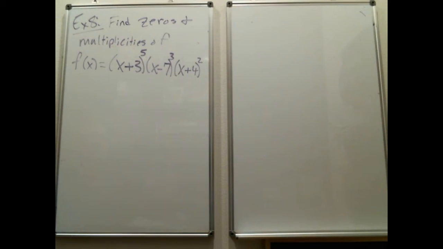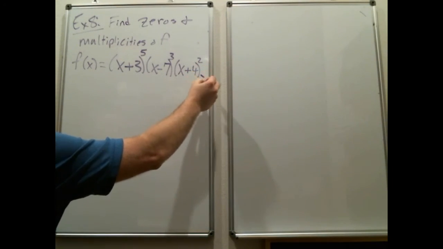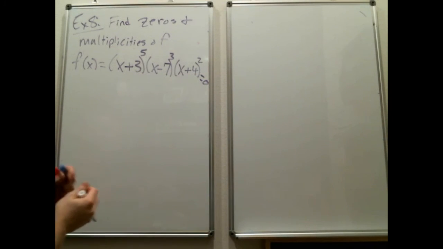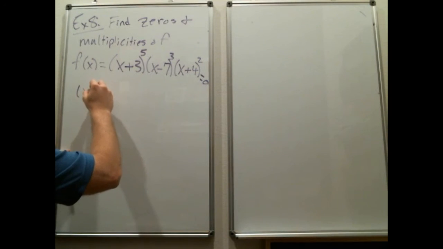So if I wanted to find multiplicity, I first need to find the zeros. And multiplicity tells me what's happening at those zeros: if it touches and turns around at that zero, or if it goes through the x-axis at that zero. So let's start. We set this thing equal to 0. And now we can set these separately equal to 0. So I get this.